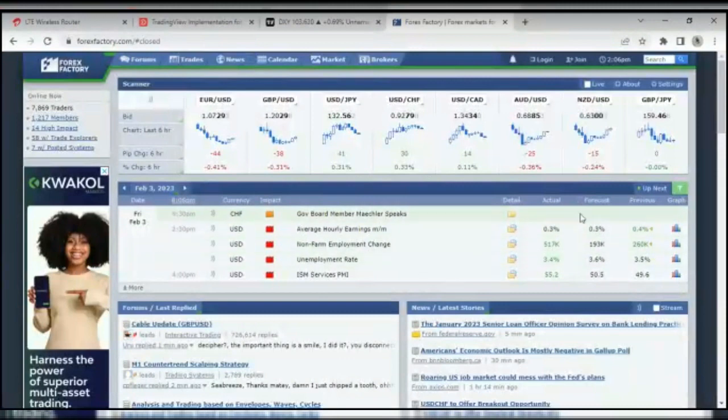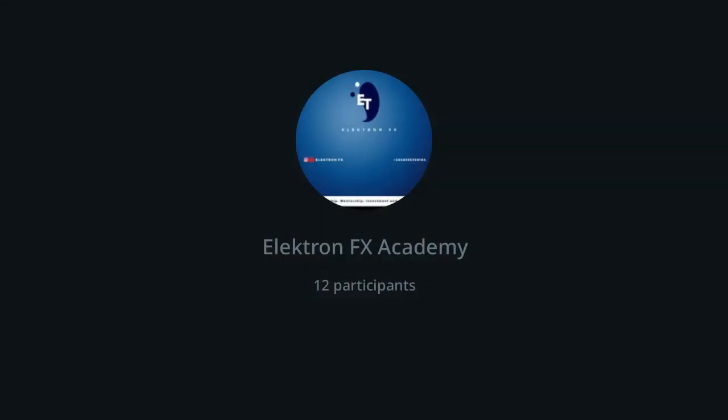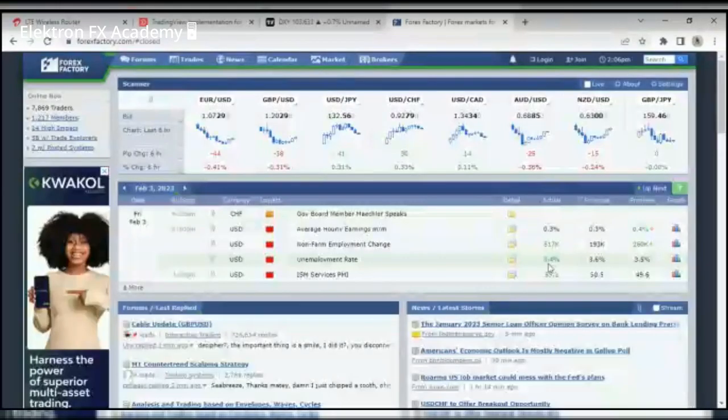You can see that the previous one was 260K, but look at the difference. They actually forecasted 193, and it actually came in at 517. So you can see the distance between 517 and 193 is quite a lot. So there was a lot of employment change in the United States economy. That was really, really bullish. And look at the unemployment rate. It also reduced, from 3.5 to 3.4%. For unemployment to reduce is actually good for a country. So the DXY is very, very bullish.